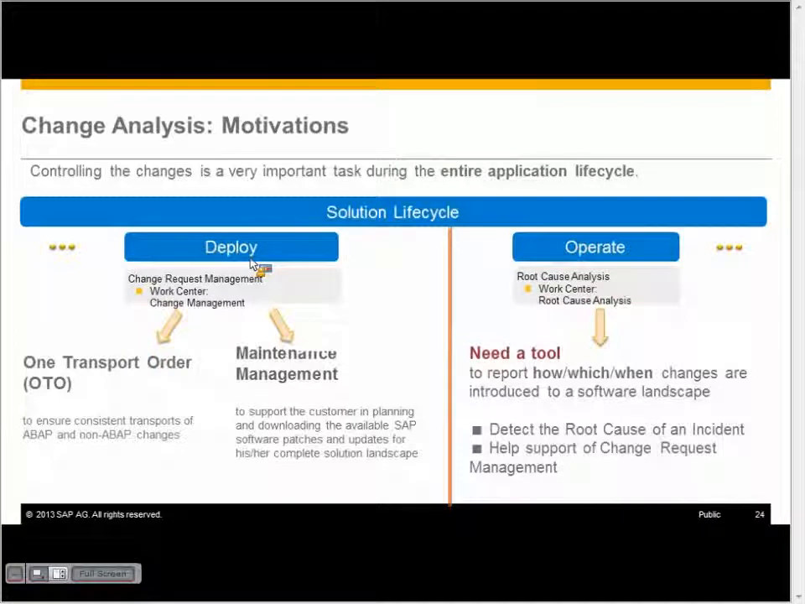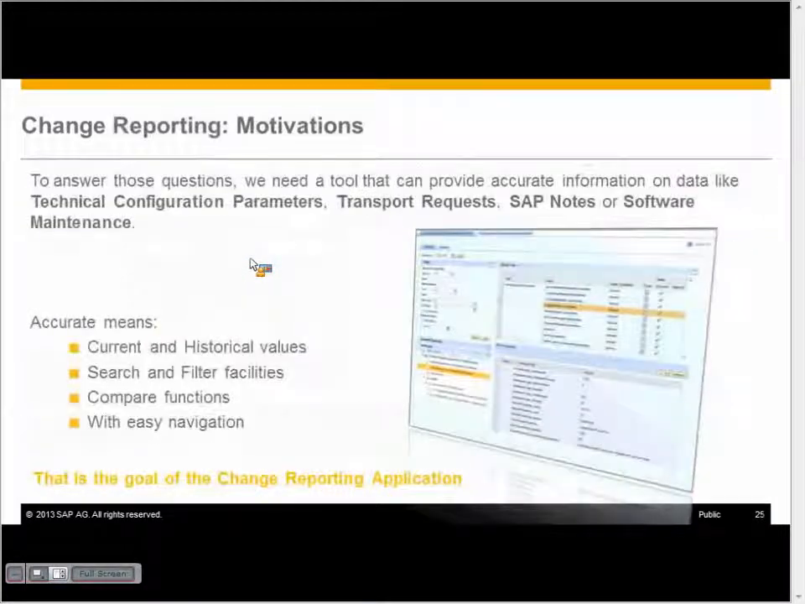We have transport mechanisms where we can transport the application changes from one system to another, and then we can know what changes are made on this one. So we have a change reporting tool that basically helps us know how many changes are made, what technical changes and parameter changes were made, whether any SAP notes have been implemented, and software maintenance related changes.